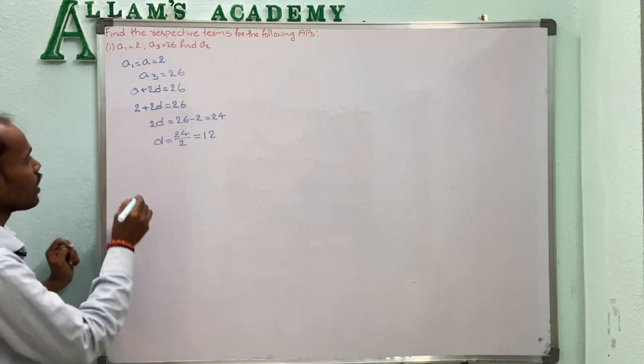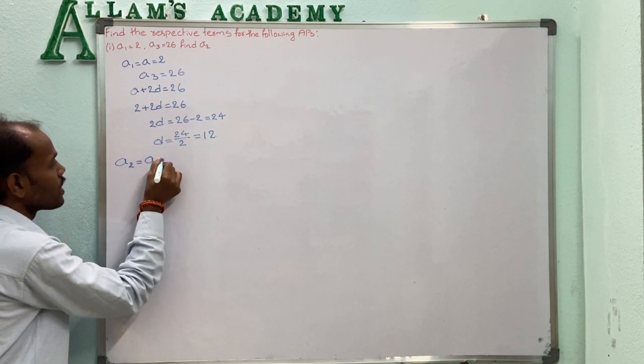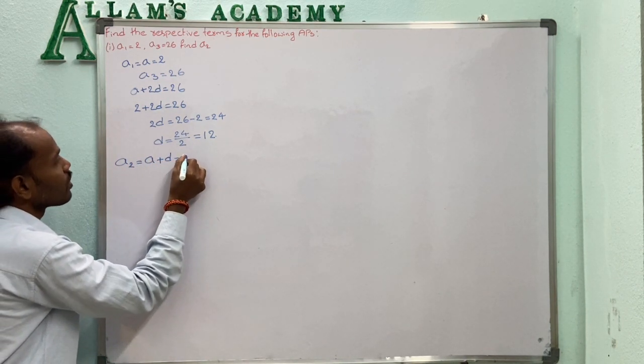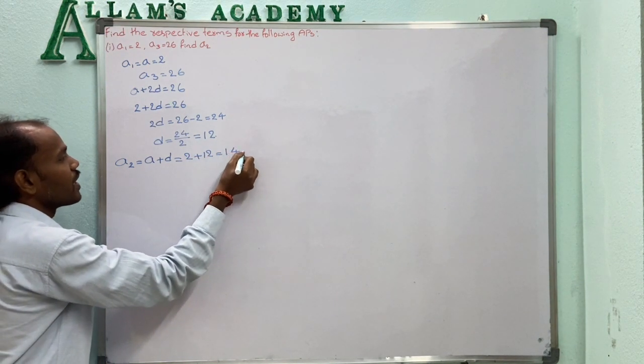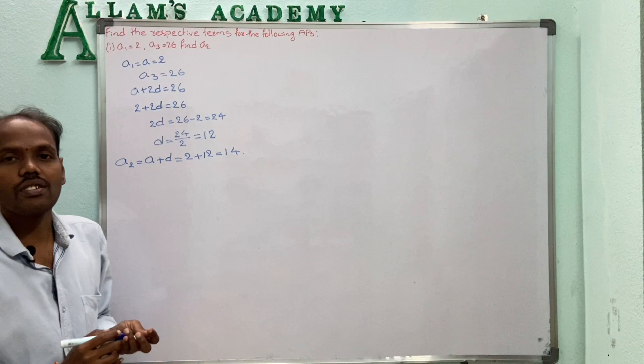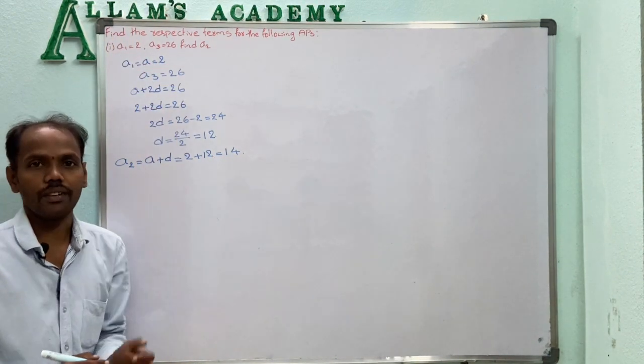Now the A2 value we want to find. A2 is equal to a plus d. a equal to 2 and d value is 12. So 2 plus 12 is 14. So the second term of the series is 14.